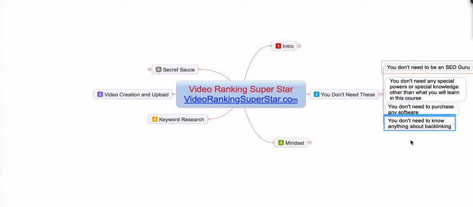Number four, you don't need to know anything about backlinking. That also has to do with search engine optimization. And a lot of you are knowledgeable when it comes to backlinking, or at least have heard of it. Well, with that said, you do not need to do any of that yourself.